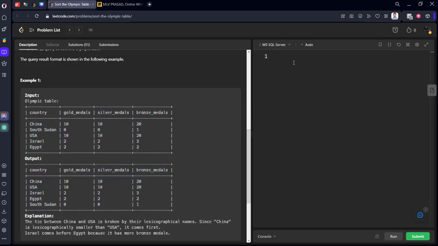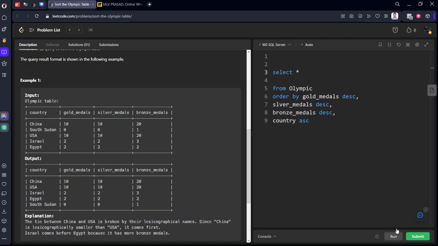Let's write the code for that. From Olympic, order by gold medals descending, silver medals descending, bronze medals descending. After that, country ascending. We need to select all the 4 columns.